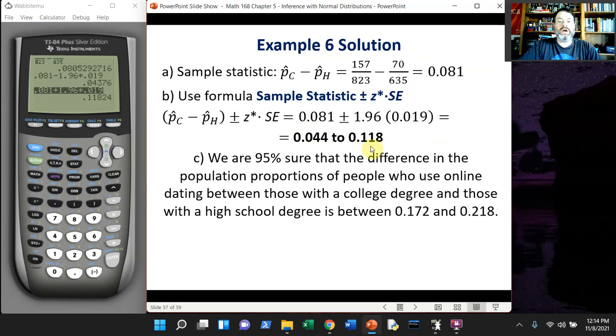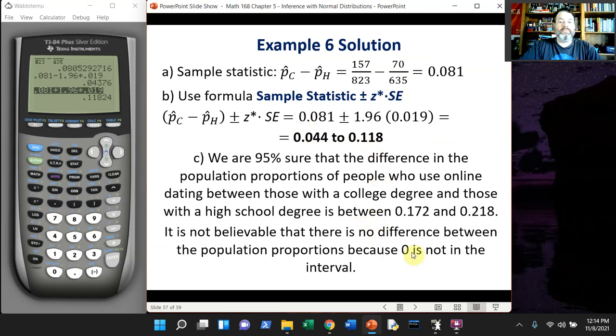So it's not believable there's no difference between the proportions because 0 is not in the interval. This is a little typo here. I'll fix this before I post it. But look at these numbers here, because these are the ones we just computed. So 0.044 to 0.118. The confidence interval contains only positive values. That means that the proportion of college-educated folks to use online dating is in fact higher in the population than the population of high school-educated folks to use online dating.